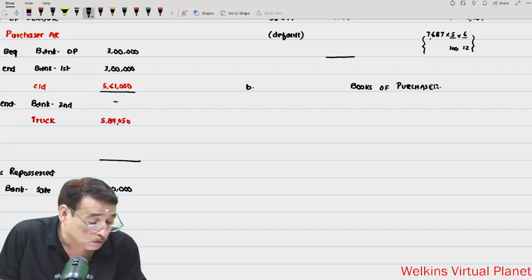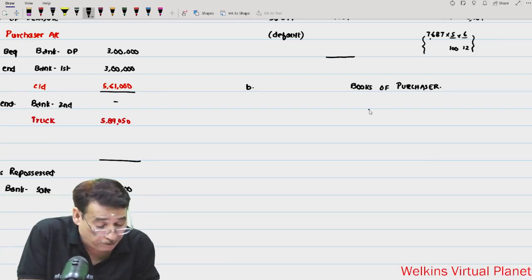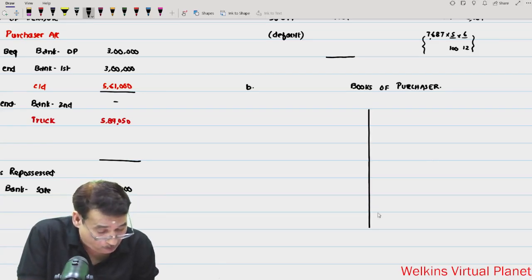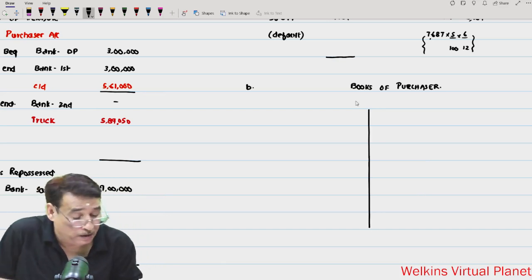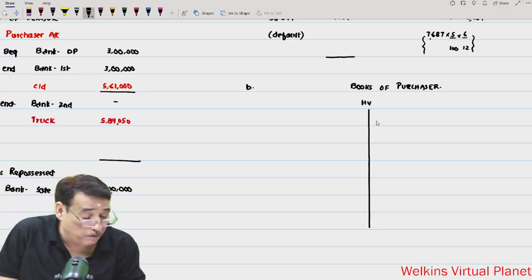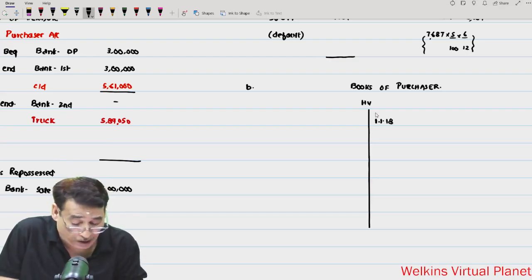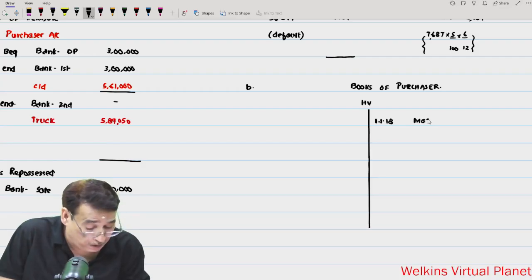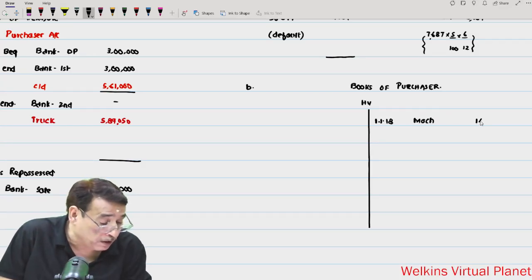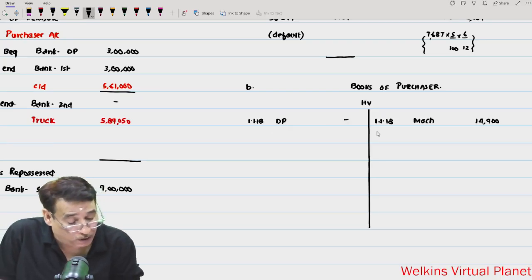As far as books of the purchaser are concerned, you will prepare a hire vendor account, correct? Hire vendor account. It is given in the question that on 1/1/2018, you have acquired a machine and the cash price is 14,900. On the same day, you would make a down payment, but a down payment is not there in this question.